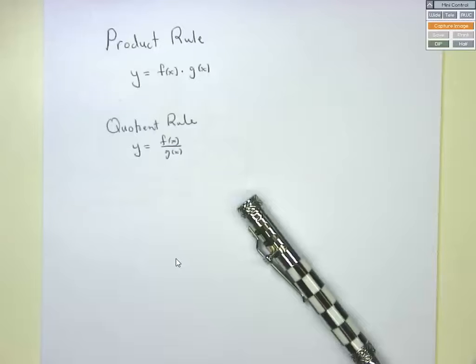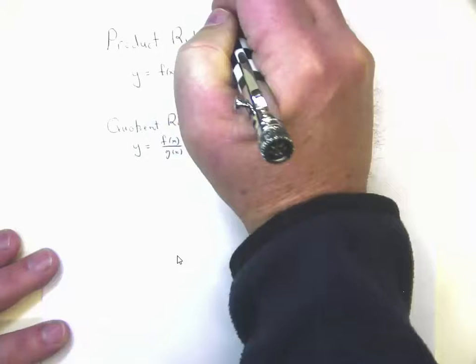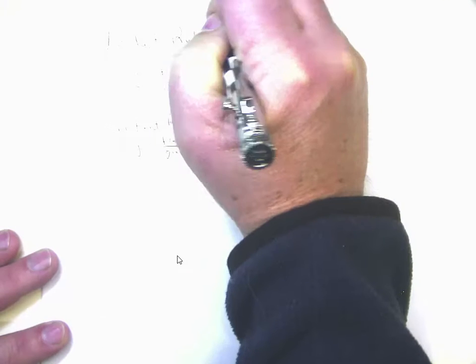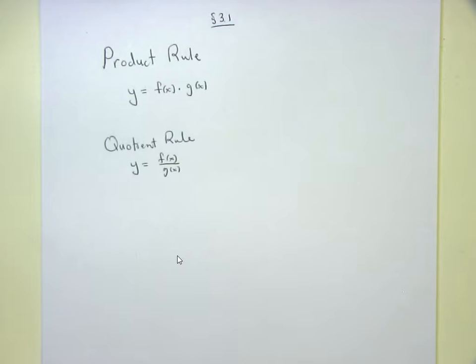Let's go ahead and get started. Last time, we were in section 3.1, and I still just want to go over this with you one more time, because these are very important. This was section 3.1. We focused on the product rule and the quotient rule.